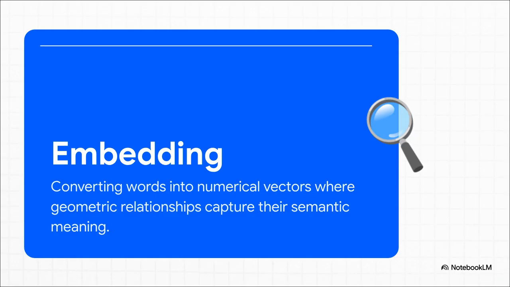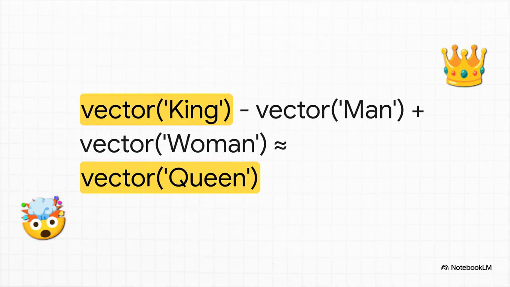But here's the cool part. These are not random numbers. The model actually learns to arrange these vectors in this giant multidimensional space where words with similar meanings get placed closer together. And this is where it gets really mind-blowing.